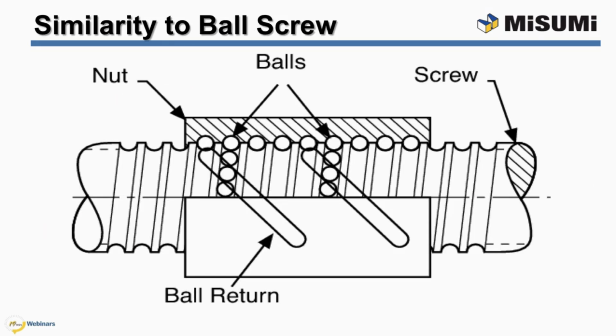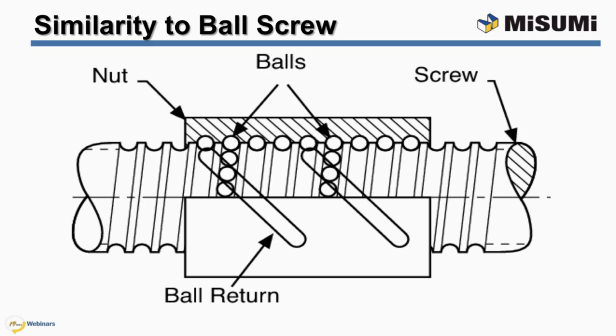Lead screws and ball screws are very similar components. Both convert rotary motion into linear motion in effectively the same way. The difference between the two is that while the lead screw has the nut slide over the screw shaft, the ball screw has the nut roll over the screw shaft on a recirculating ball bearing mechanism. This has its advantages and disadvantages.